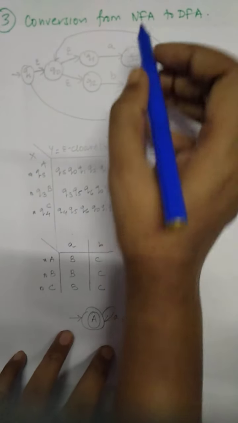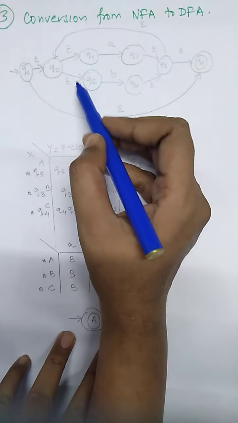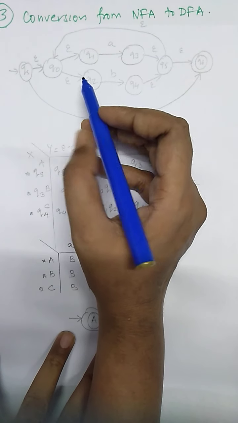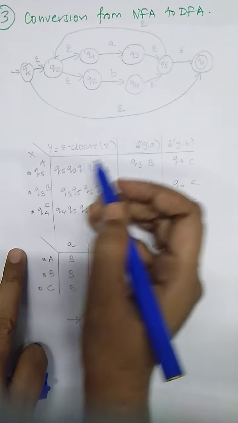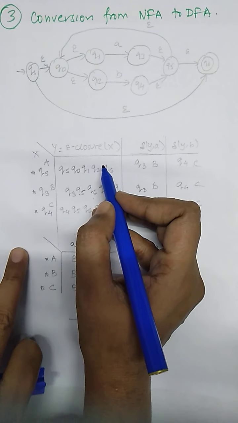So here we are going to convert NFA to DFA. In the diagram epsilon is given. So this is the diagram for the NFA. So how are we going to convert this NFA to DFA? What are we going to do? We are going to plot a table of conversion.